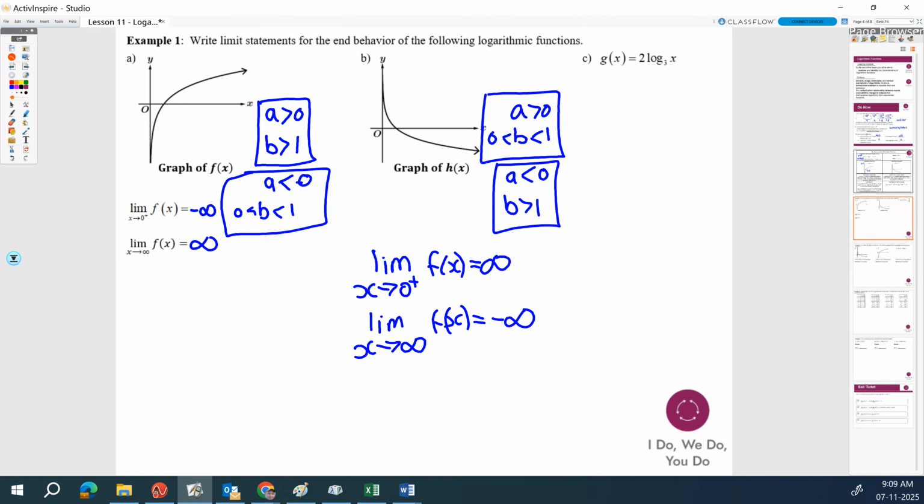So here for the third one, which one is this one going to be? This graph has the b value being greater than 1 and the a value being positive. So this is going to be like the first question. This is going to be a graph that looks like the first question.